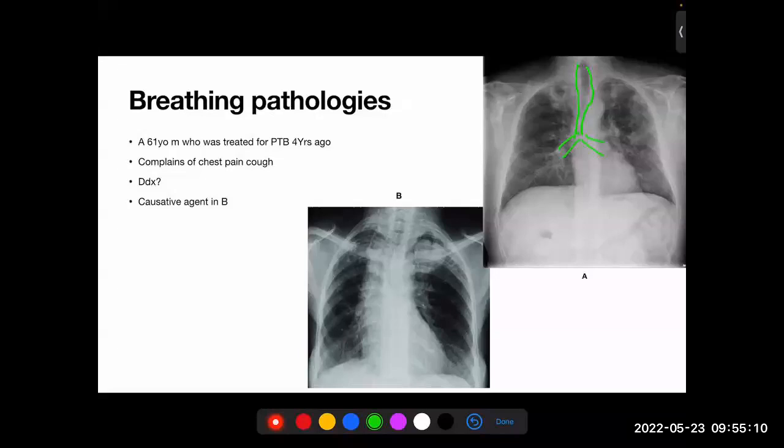Then look at the lungs. Look at the lungs up here. Costophrenic angle clear. Costophrenic angle also clear on this side. But what is this? Yes, what are those? There are opacifications in the apex, the lung apex.